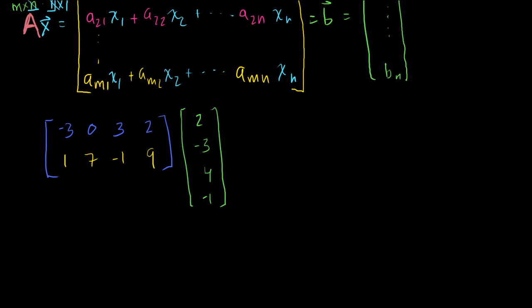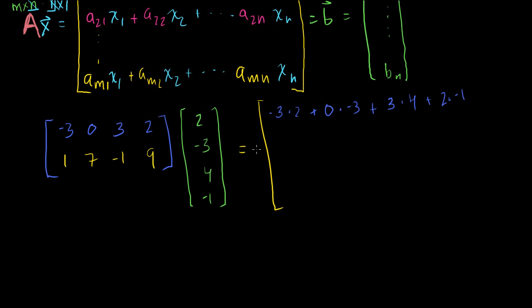So what is this going to be equal to? We essentially take the dot product of this first row with this vector. And then the second entry here is going to be the dot product of this row vector with this column. So let's do it. It's going to be -3 times 2, plus 0 times -3, plus 3 times 4, plus 2 times -1.